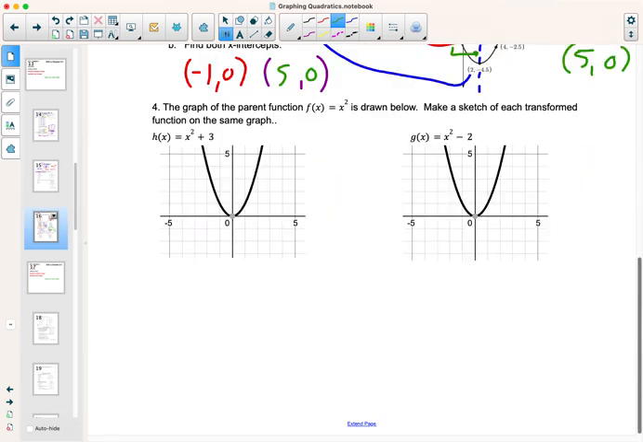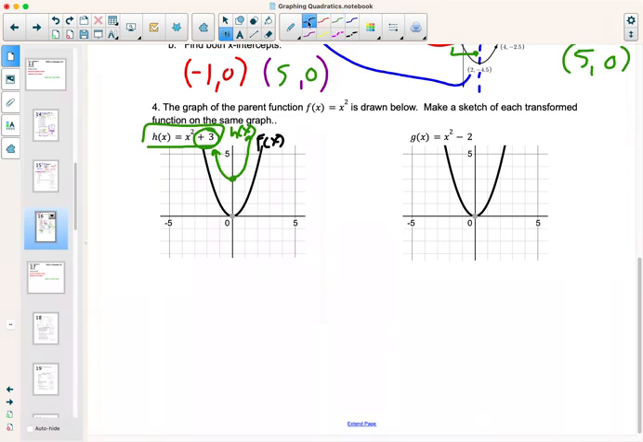All right, next one here. The graph of the parent function, f of x equals x squared, is drawn below. F of x, that's what that is in black, okay? Make a sketch of each transformed function on the same graph. So we have h of x equals x squared plus 3. This plus 3 is what we've been talking about. What does that do? It makes it move up 3. 1, 2, 3. And just draw in the parabola. There you go. That's h of x. That's all you do. Don't overthink it. It's not supposed to be hard.